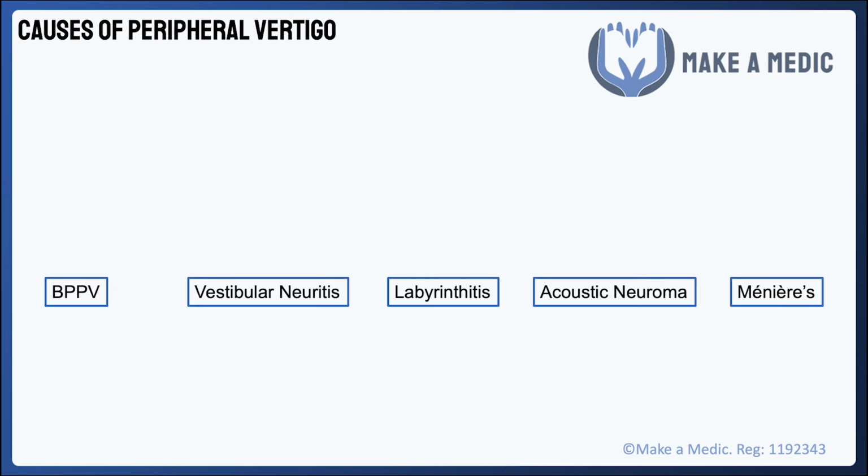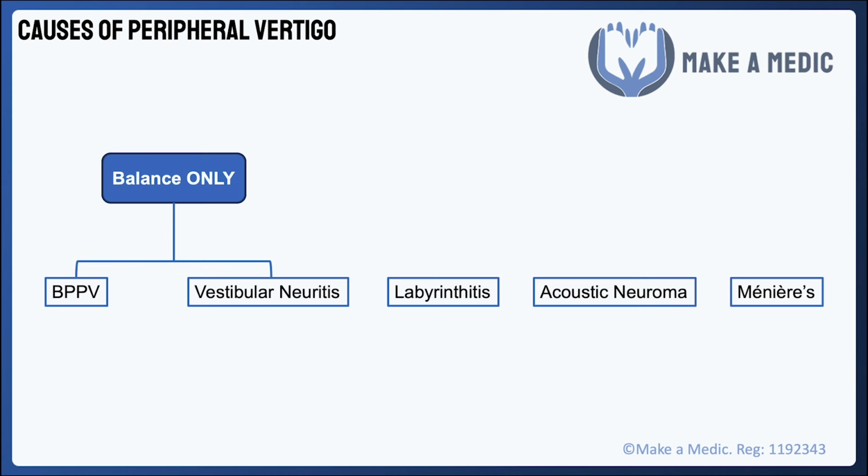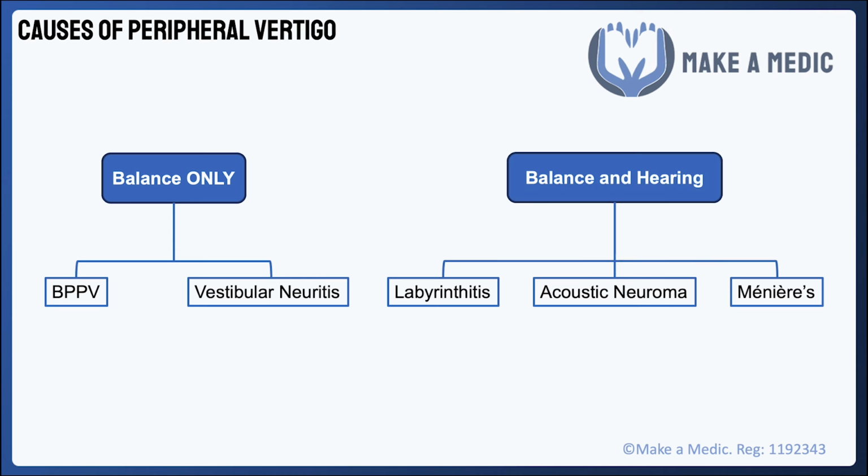Now that we understand the pathological basis of these conditions associated with vertigo, it's quite easy to distinguish them based on their symptoms. We can classify BPPV and vestibular neuritis as the conditions that exclusively affect balance without affecting hearing, as only the vestibular apparatus is affected. Meanwhile, labyrinthitis, acoustic neuroma, and Meniere's will present with vertigo alongside auditory issues such as hearing loss and tinnitus.